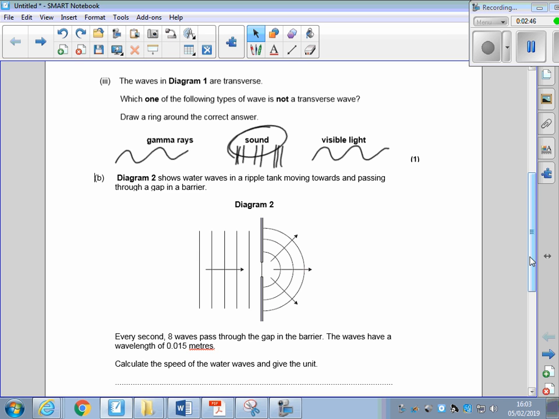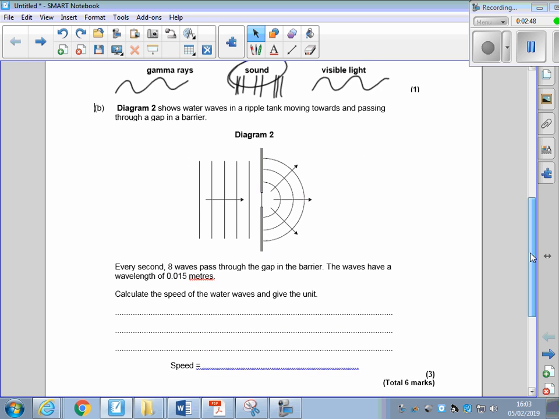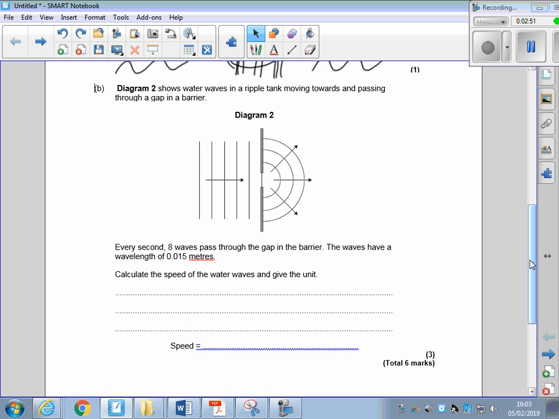And then the last part of this question, we've got the waves coming towards this little gap, and as you can see, as they go through the gap, they spread out. We get this diffraction. Quite often in higher questions, they'll ask you about how that relates to how much these spread out. And basically, if that gap is the same as the wavelength, that's when you get the biggest diffraction, most of this curving. But again, we're not going to worry about that today. They're not asking us about that.